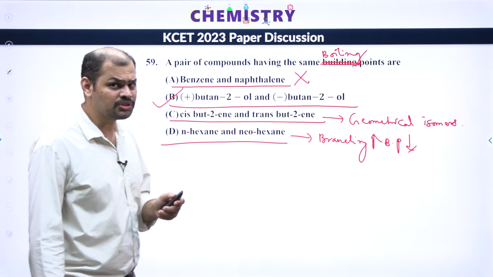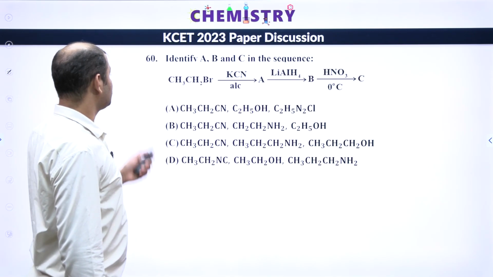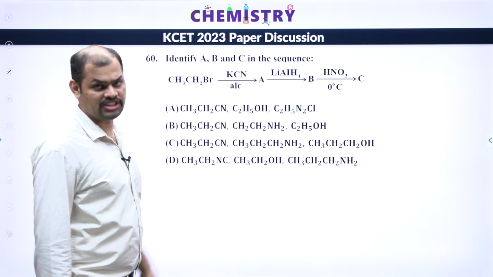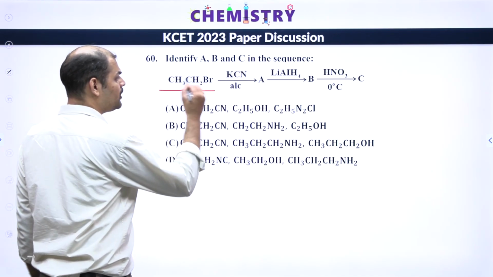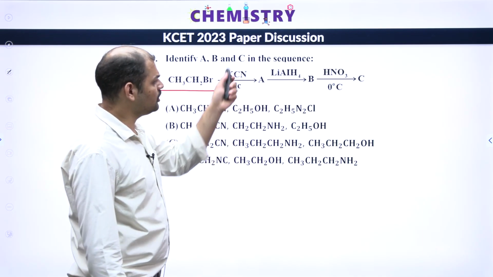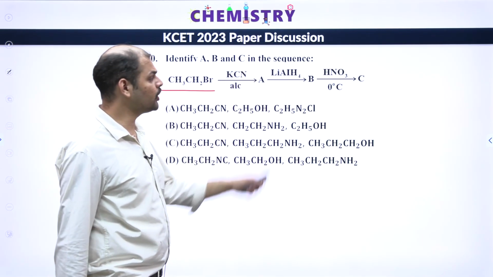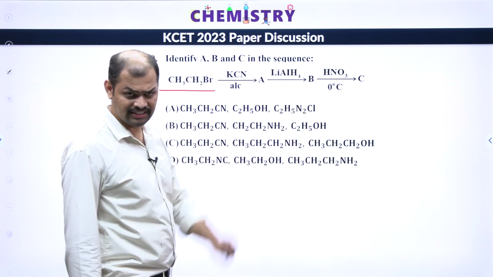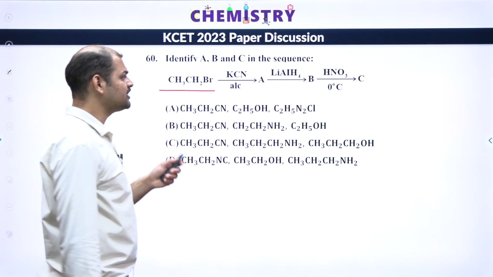Let us discuss the last question of our paper, that will be the 60th question. Identify the A, B, C in the sequence. They have given ethyl bromide, which on reacting with alcoholic KCN gives A, which on reacting with lithium aluminum hydride gives B, which on reacting further with HNO3 at 0 degrees centigrade gives C. So we have to discuss what A, B, C are.